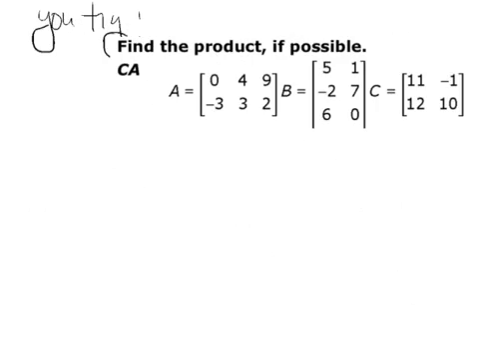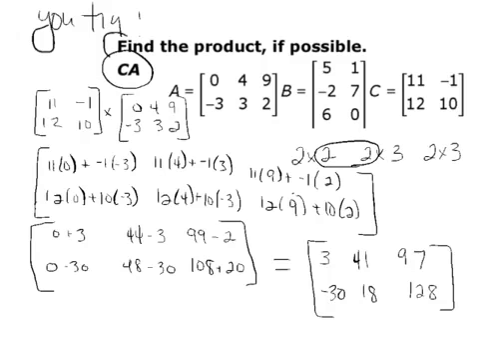Okay, find the product if possible. Here we're doing CA. C is a 2 by 2. A is a 2 by 3. Those match, so we're going to be left with a 2 by 3. Go ahead and try it. Okay, that took a lot of work, but there is the answer.